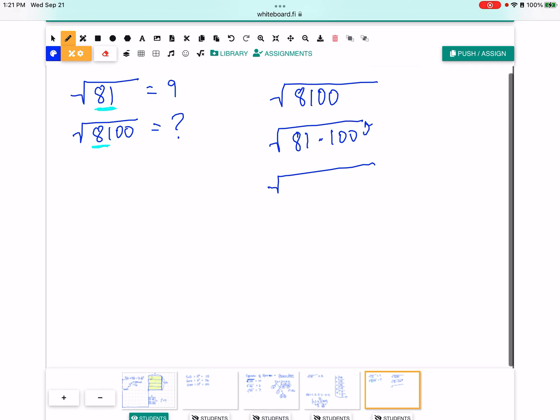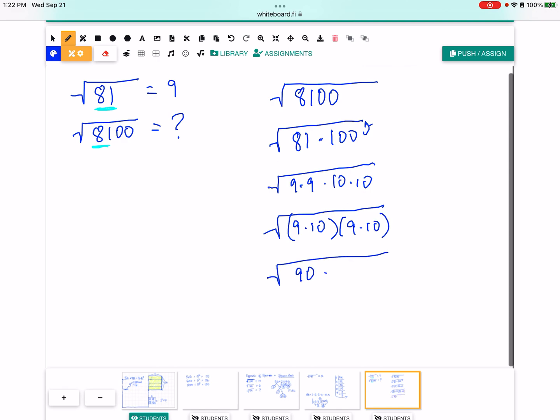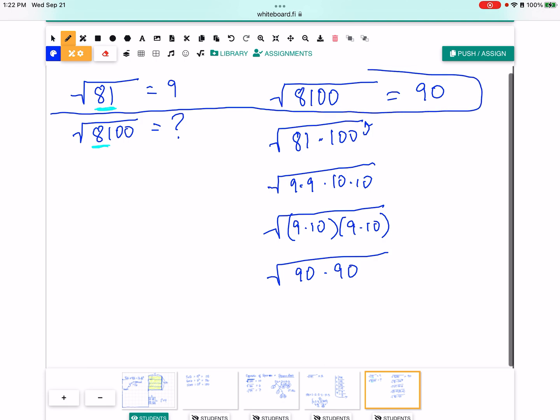So when you come across a number like this, breaking it apart becomes very helpful. So we know that 81 is 9 times 9. And 100 is 10 times 10. Well, we can rearrange them like I just taught you. All right? And so we're actually looking at the square root of 90 times 90. All right? And so we can say that the square root of 8,100 is 90, just like the square root of 81 is 9. Okay.